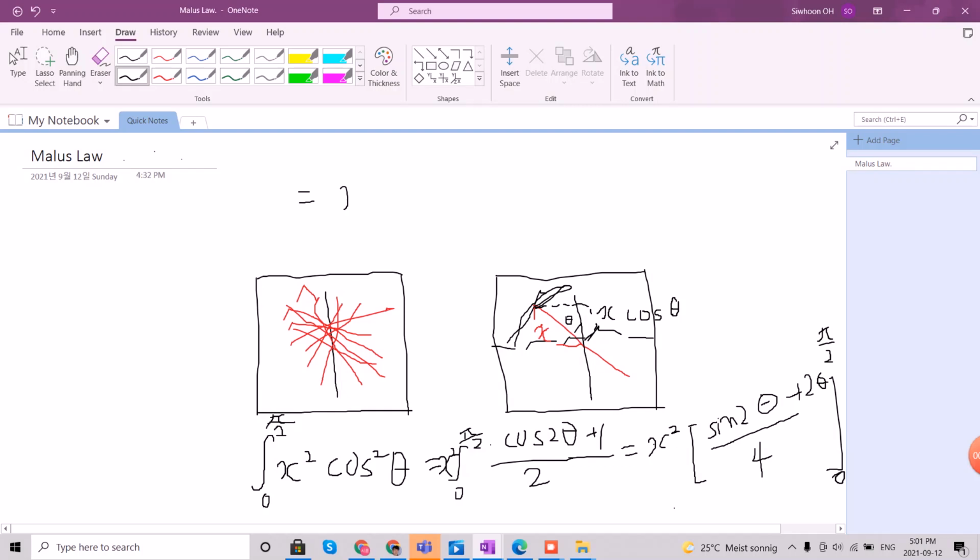And that gives you 2 pi, which gives you 1 over 2. No, pi over 2.